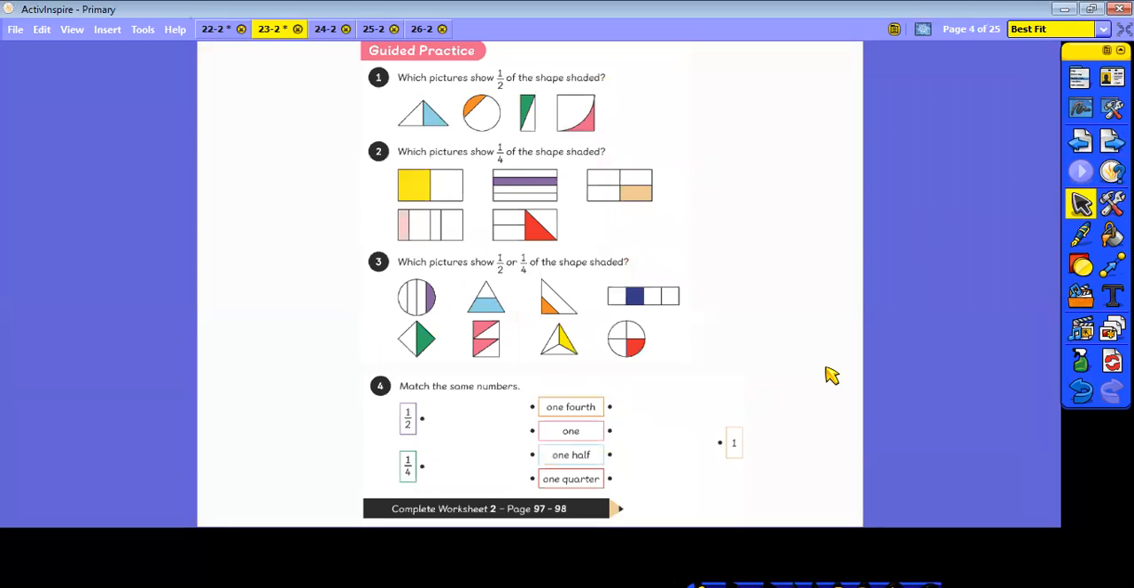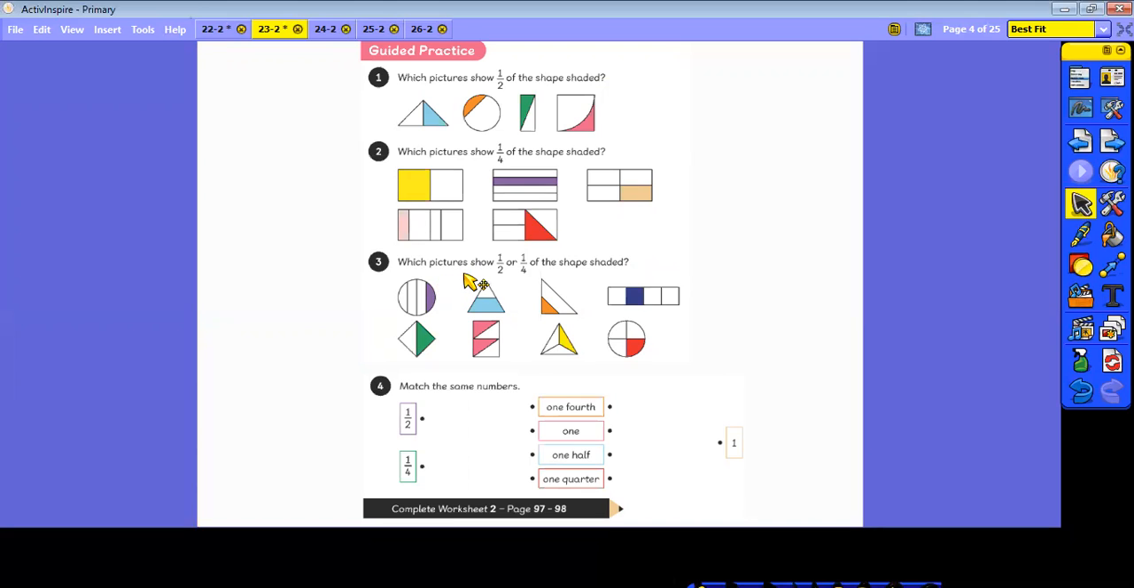Okay, on to the guided practice. You've got 4 questions, and question 1 says, which pictures show 1/2 of the shape shaded? So that's 1 part out of 2 equal parts. Do not be tricked. Remember, they've got to be equal. Question 2, which pictures show 1/4 of the shape shaded? Remember, again, we need them to be equal parts, and don't be tricked. It's very easy to be tricked. We have to look really carefully at the shapes and the shadings.